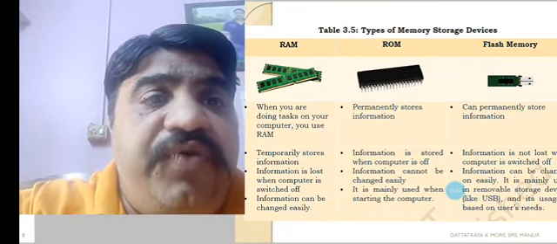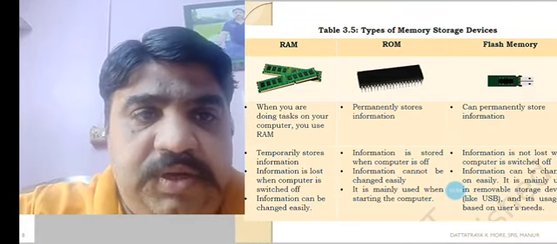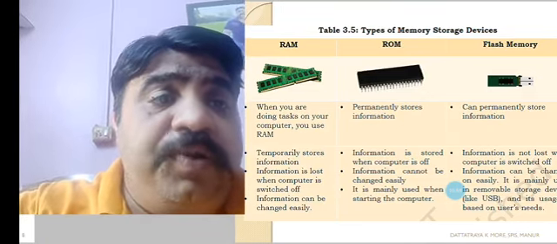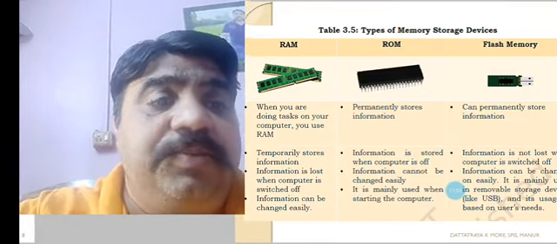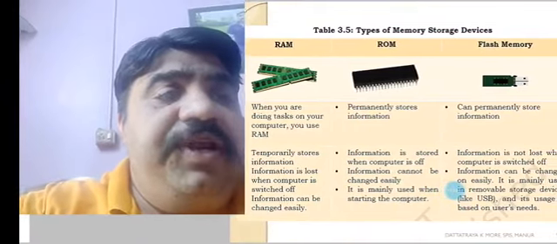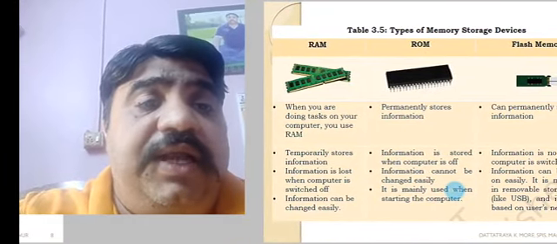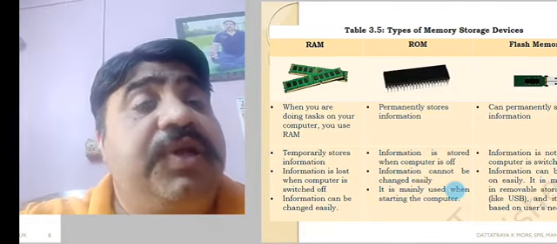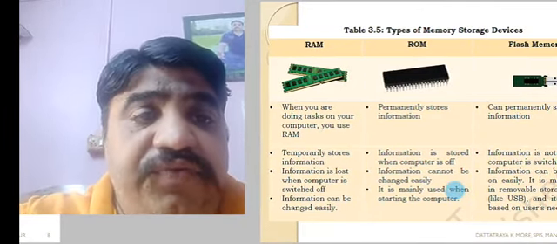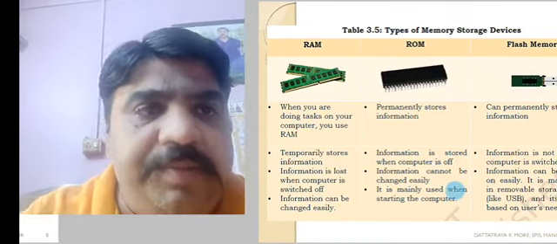So RAM, when you are doing tasks on your computer, you use RAM. Second, ROM permanently stores the information, which is very important for starting the computer. Flash memory can permanently store information. RAM again temporarily stores information. Information is lost when the computer is switched off. Information can be changed very easily because it is read-write memory.